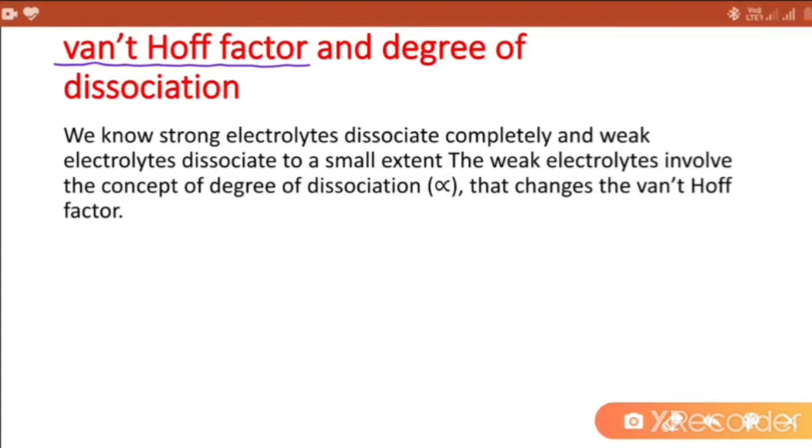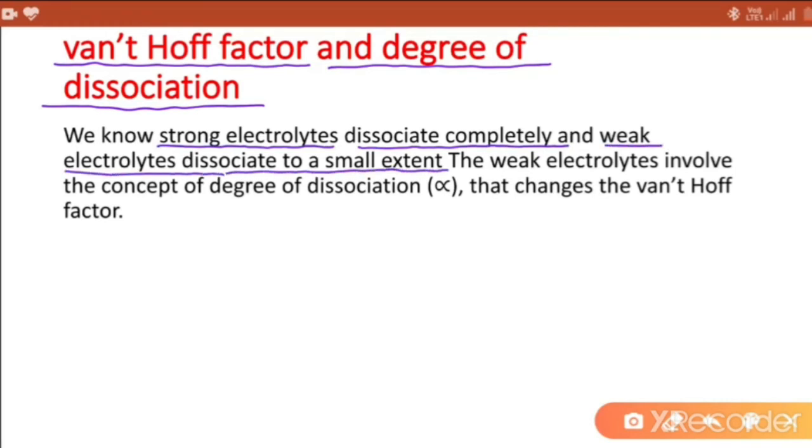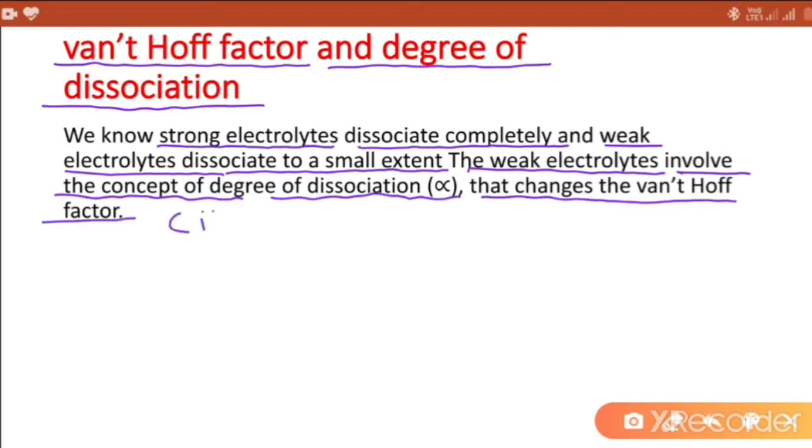Van 't Hoff factor and degree of dissociation. We know strong electrolytes dissociate completely and weak electrolytes dissociate to a small extent. The weak electrolytes involve the concept of degree of dissociation that changes the value of the Van 't Hoff factor i.